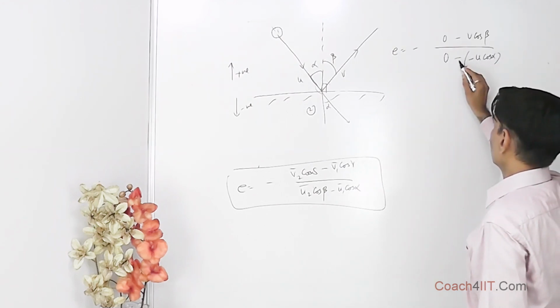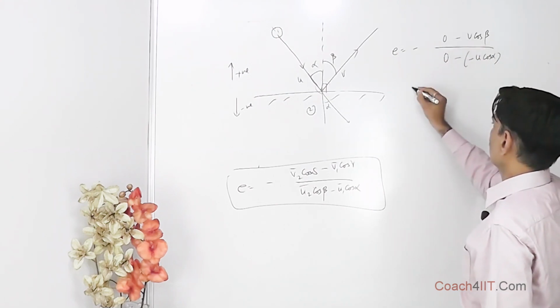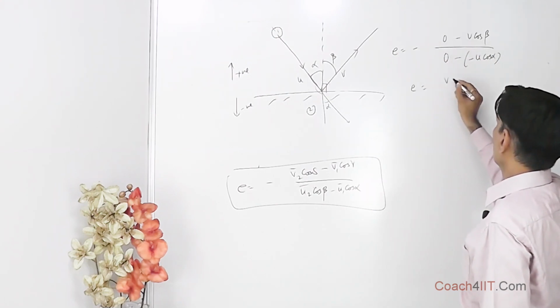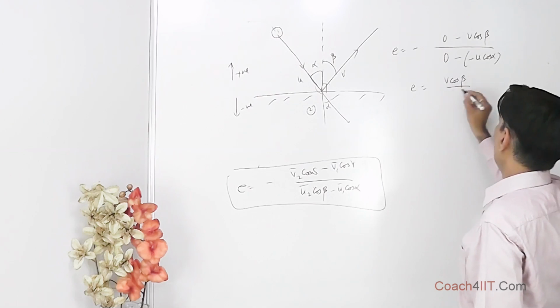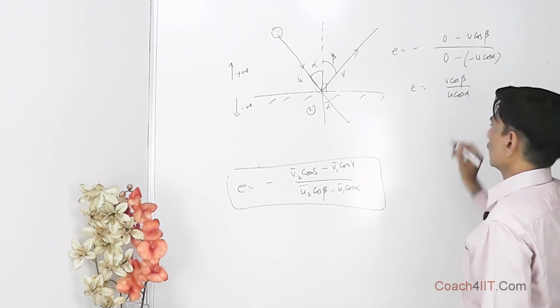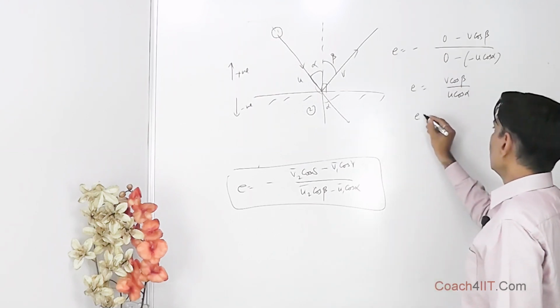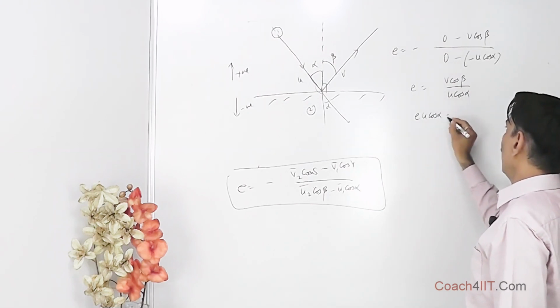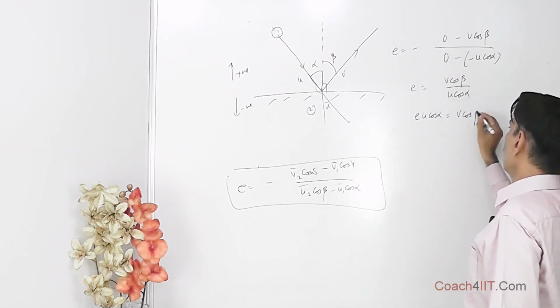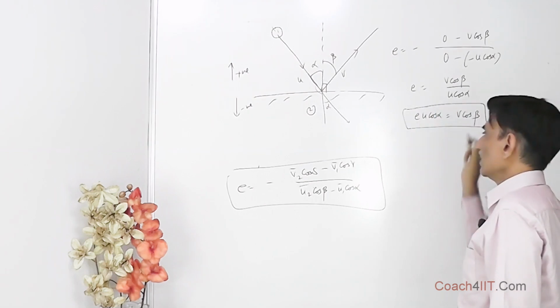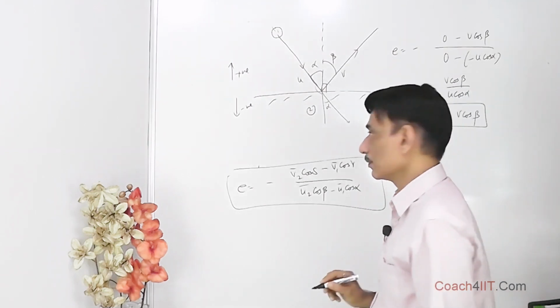Minus minus plus. So E comes out to be V cos beta upon u cos alpha. So E u cos alpha comes out to be V cos beta. Once again, another important result.